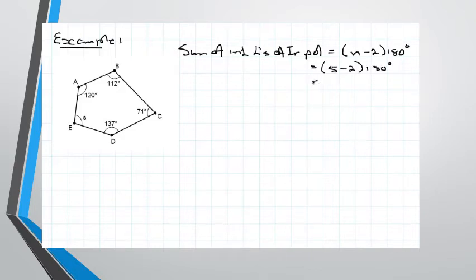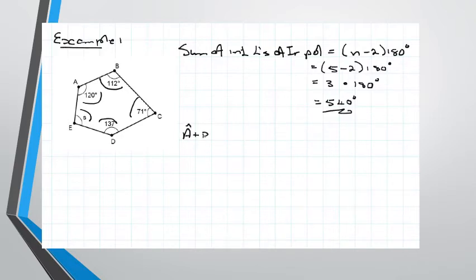Therefore I'm going to have now 5 minus 2 going to leave me a value of 3, multiply 180 degrees. And if I multiply that now, I'm going to end up with an answer of 540 degrees. That means that all the angles together must give me a value of 540 degrees.